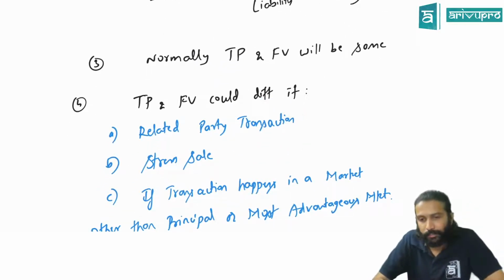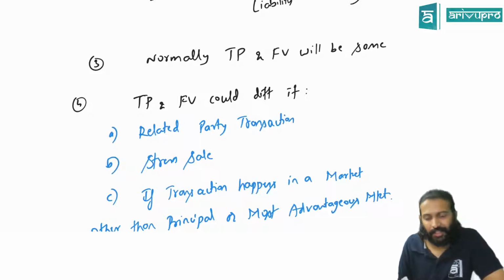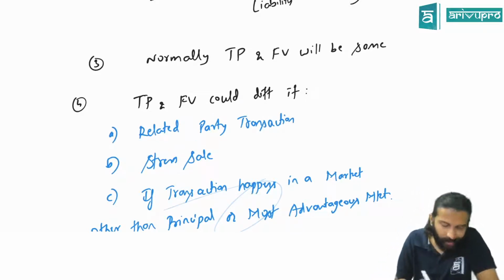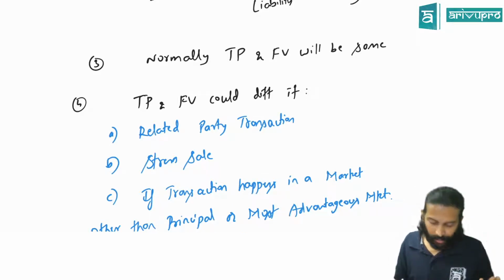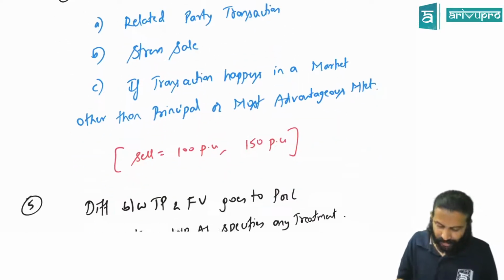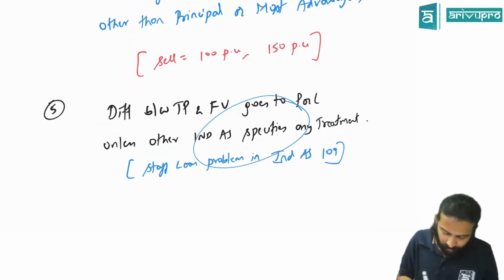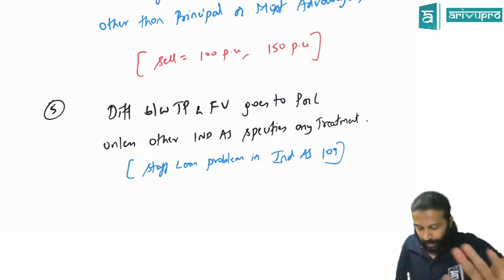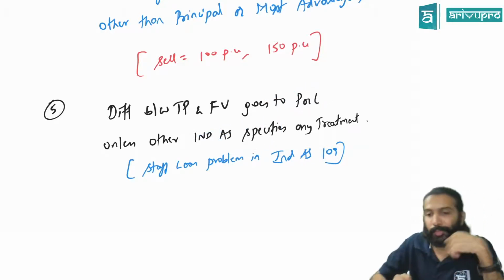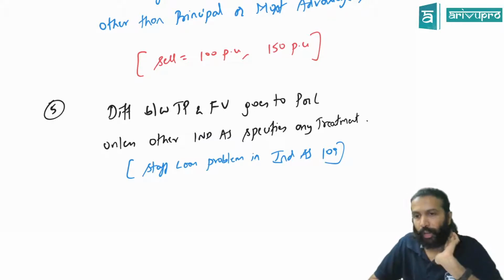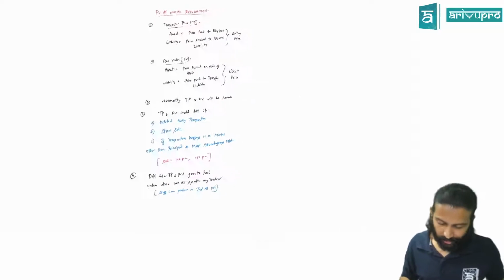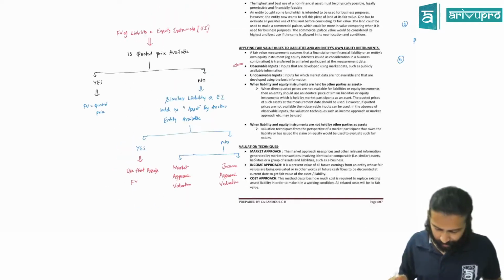One is a related party transaction. If there is any related party transaction or stress sale, or if you're transacting in a market other than the principal or most advantageous market, then there could be a difference between this. If such a difference exists, what do you have to do? IND AS 113, fair value measurement, says transfer the difference to P&L. But it also says, if another IND AS is giving any specific treatment, follow that. Only if no other IND AS is commenting, you transfer to P&L. That's all as a small concept. Easy now? Not much exam relevant, but still there.